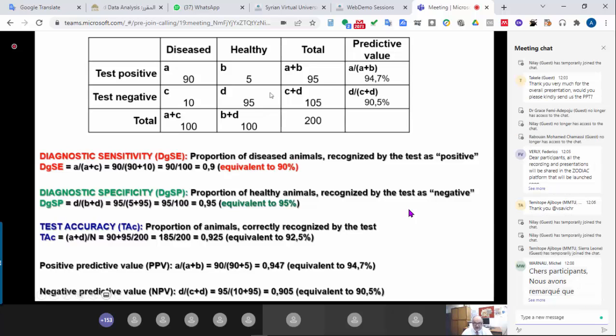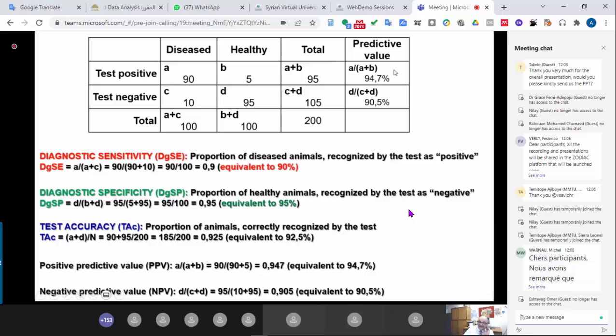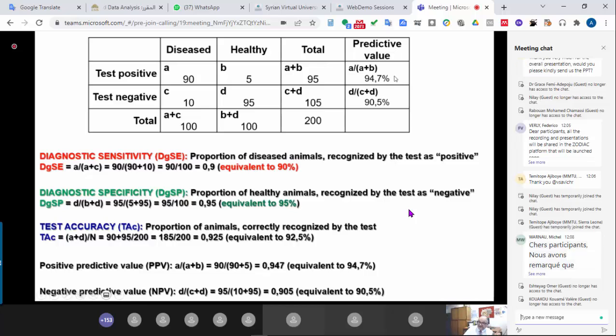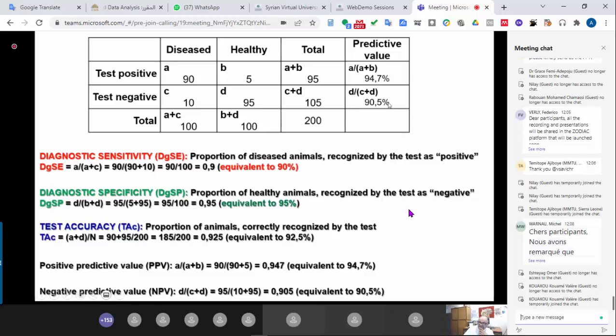So in this scenario, the predictive values, the thing that the expert mentioned during the beginning, will be 95% for positive and 90% for negative in such a situation.